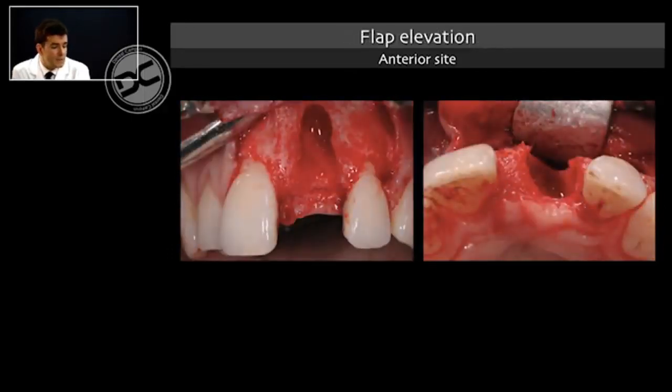Here you can see the mucoperiosteal flap is raised, and again it's very important to mobilize the flap sufficiently in order to gain a sufficient overview of the bony situation, to get a control and possibility to perform a proper GBR procedure. And the second reason is to be able to mobilize sufficiently the buccal flap, which is going to be important to gain a tension-free closure of the wound.